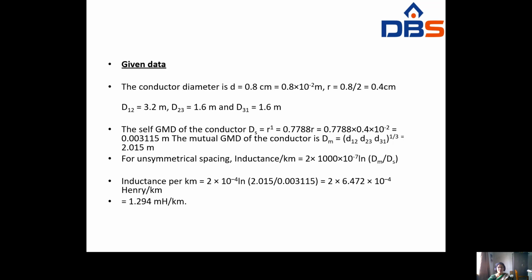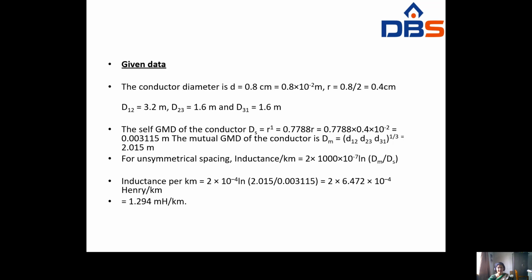To find the inductance per kilometer for unsymmetrical spacing, here I am writing 1000 directly. In another way, first you find the inductance per meter, and finally you multiply the value you get by 1000.